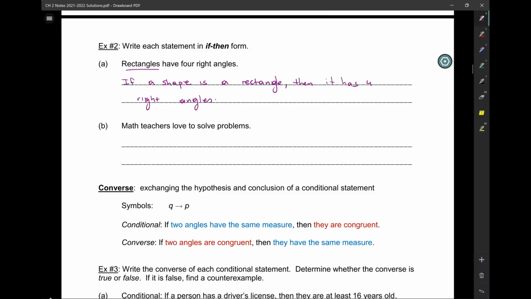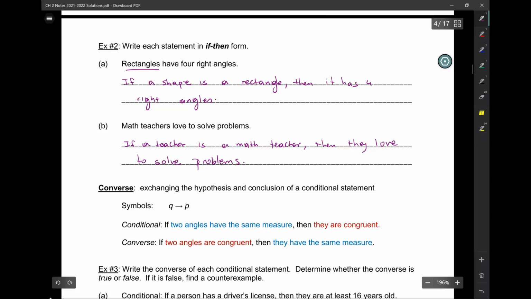Owen. Oh, can I do it? Yes, so math teachers love to solve problems. Okay, that is a true statement. If you are a math teacher, then you love to solve problems. Right, yeah. Or, to make it more generic, so if, that's very good. If a teacher, I would have given you full credit for that. If a teacher is a math teacher, then they love to solve problems.